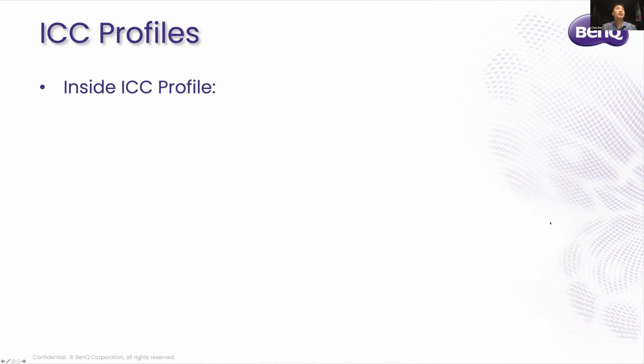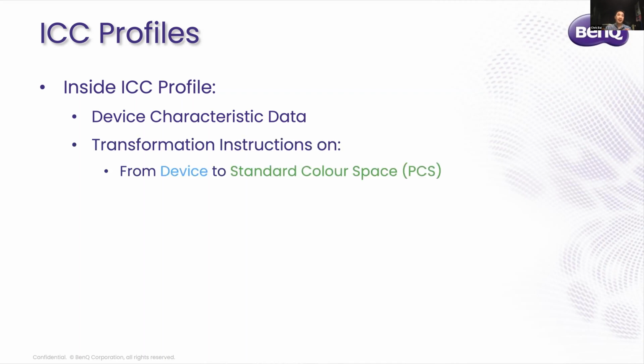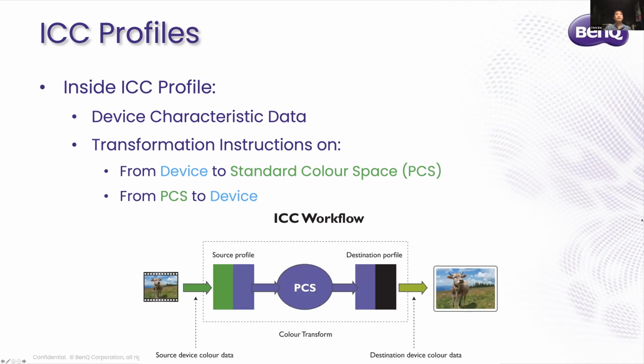Inside this ICC profile, there is device characteristic data. What is characteristic data? For a monitor, for example, it says how bright am I, what's my brightness, what's my color gamut, what's my white point. It's an introduction to let the other devices know who am I and what I look like. And it has the transformation instructions I mentioned before: from the device to the standard color space, and from the standard color space to the device. So there's a two-way transformation. This is how the workflow looks.